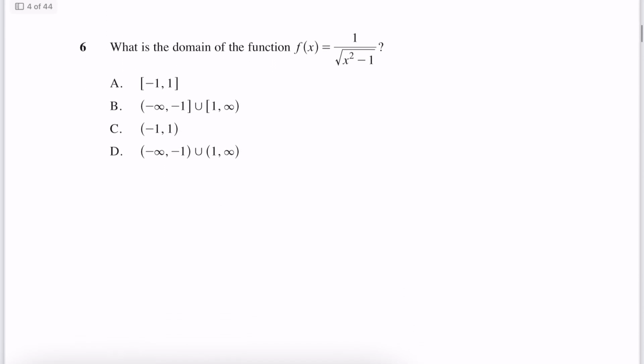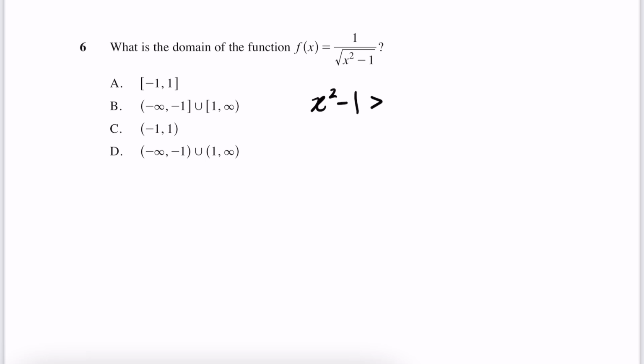Question 6 says, what is the domain of this function? So what we need to identify is that the domain is going to be restricted by the fact that it's on the denominator and also restricted by the fact that it's in the square root. So because it's in the denominator, we have x squared minus 1 not equal to 0. But on top of that, because it's in the square root, this whole x squared minus 1 can't be less than 0.